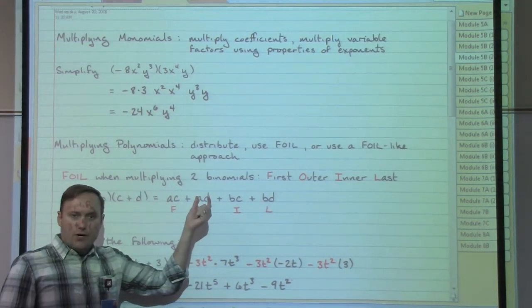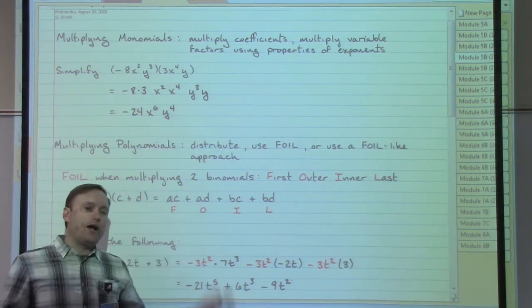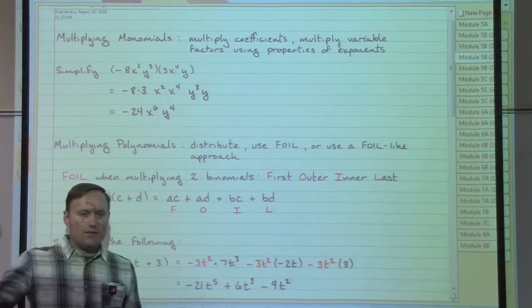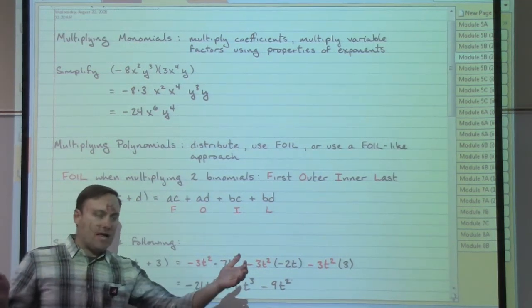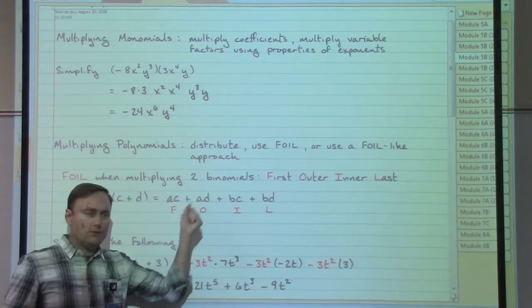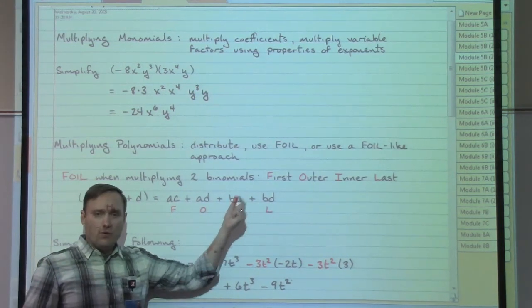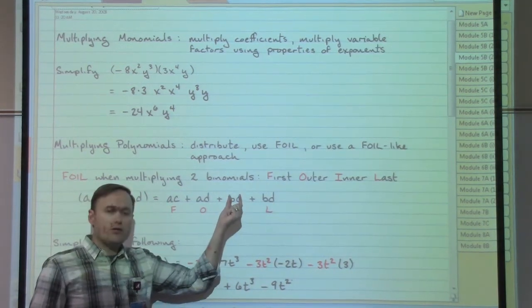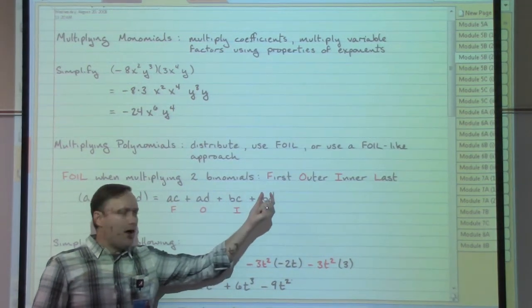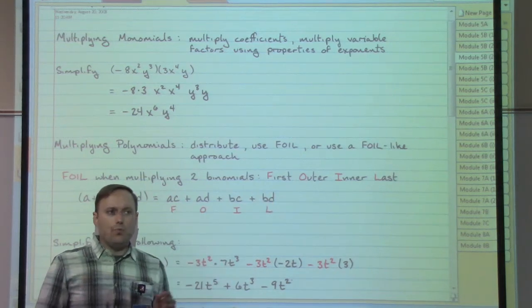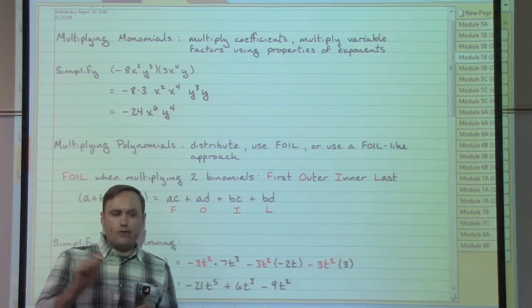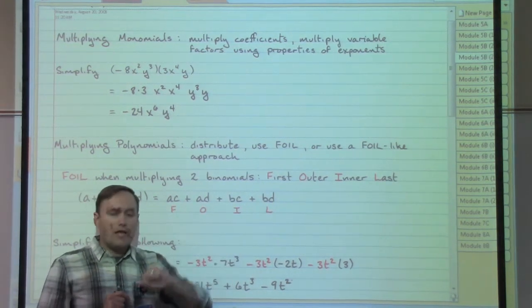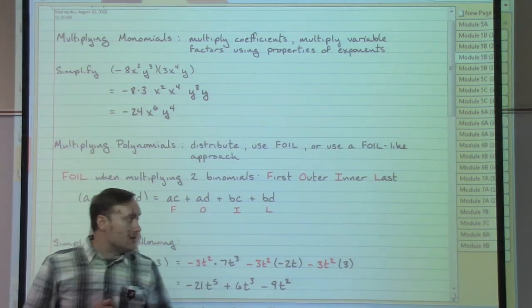The outer terms from the entire multiplication problem. So what's at the very, very front and what's at the very, very end, multiplied together. Inner, for the two inner pieces of the entire multiplication problem. And then L for last, referring to the last term of the first set of parentheses times the last term of the second set of parentheses.